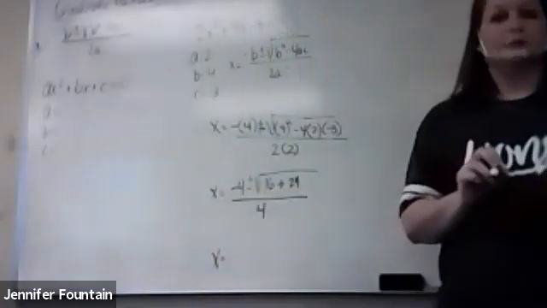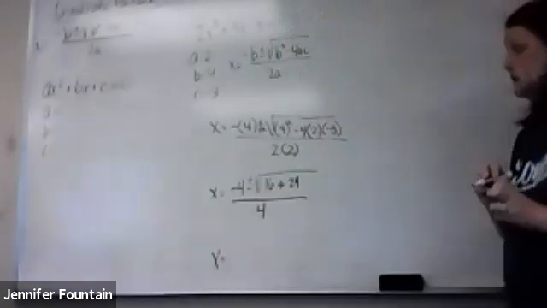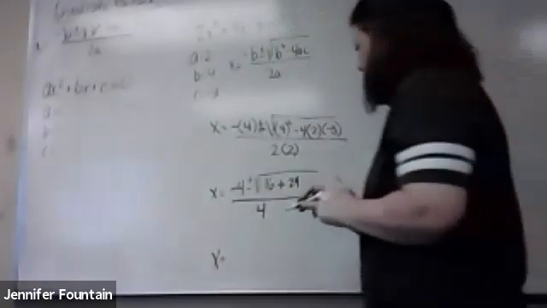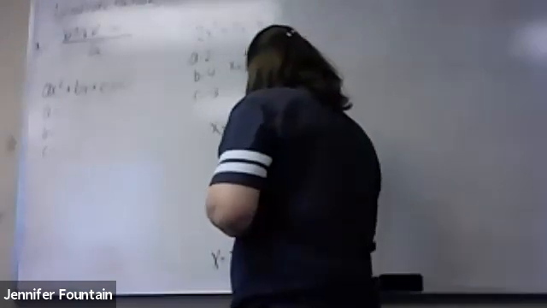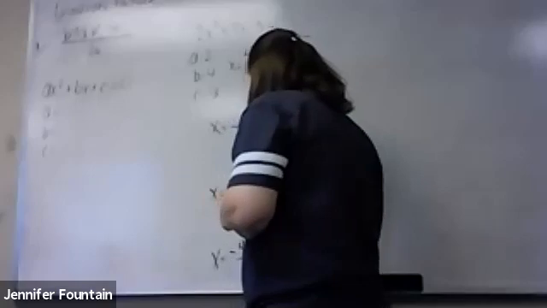Now, what's the next thing I can simplify? 16, 24. 16 plus 24. What is 16 plus 24? 40. Okay, so I have -4 plus or minus the square root of 40 over 4.